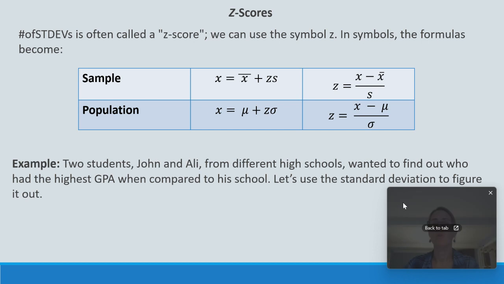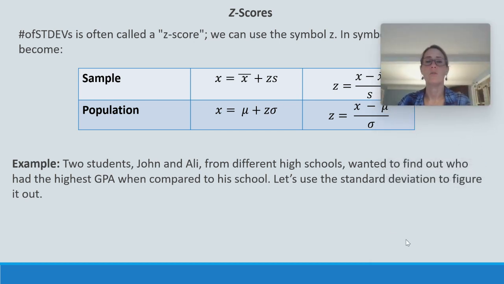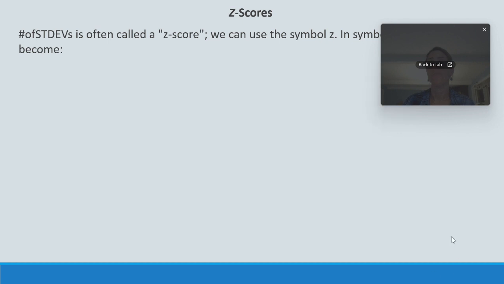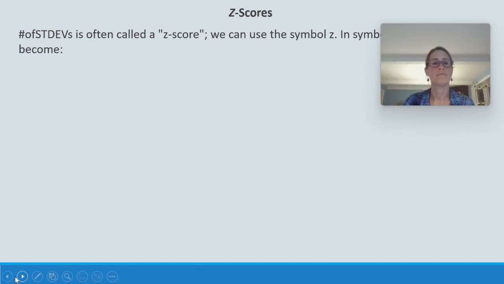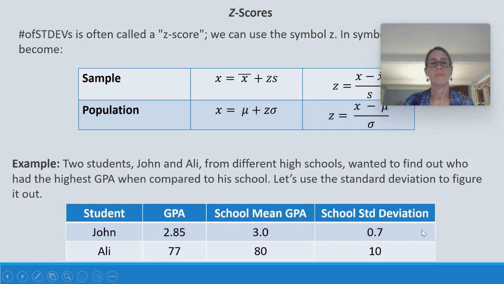So in our example here, we have 2 students, John and Ali, from different high schools, and they wanted to find out who had the highest GPA when compared to his school. So we're going to use the standard deviation to figure this out. John's GPA was 2.85, his school mean GPA was 3.0, and his school standard deviation was 0.7. Ali's GPA was 77, his school mean GPA was 80, and his school standard deviation was 10. So see, they were done on different scales, and so you can't just compare them directly.